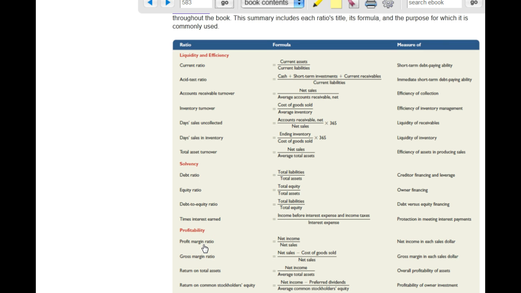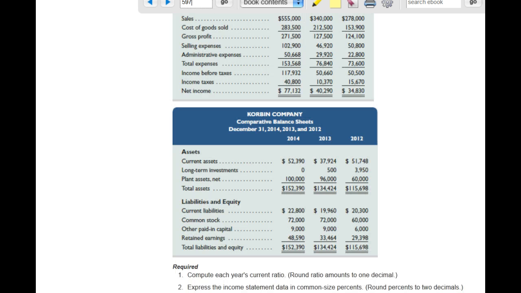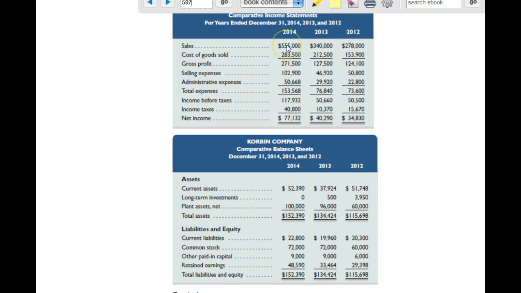Profitability, profit margin ratio, net income divided by total sales. Let's see if we can figure that one out here. Net income, 77,000 for 2014, divided by total sales, 555. Looks like a little over 10%, maybe 12 or 13%. That's pretty good. The average company only makes 3 or 4%. So this is just an introduction to financial ratio analysis. Thanks.